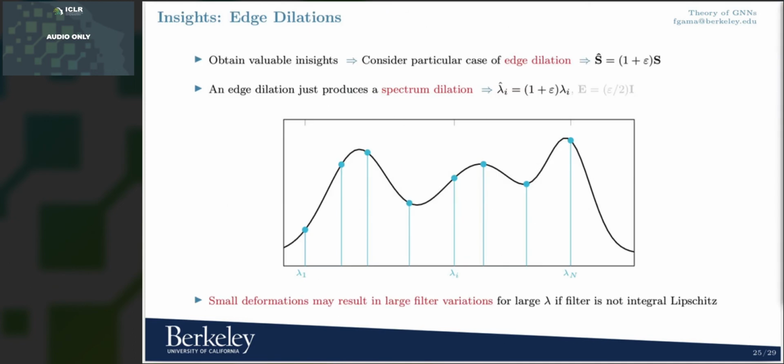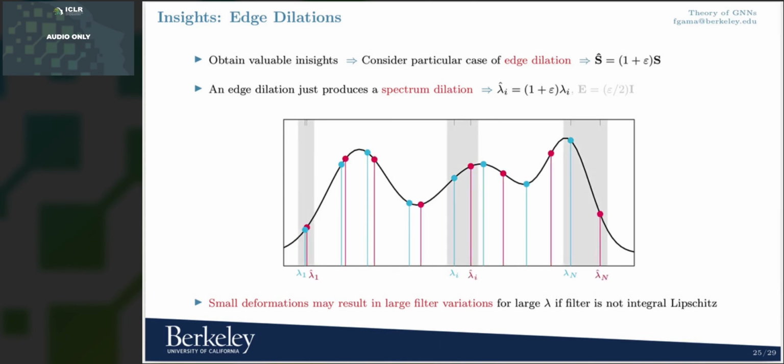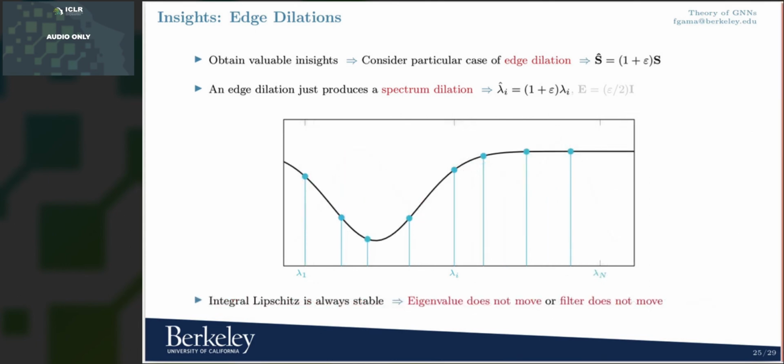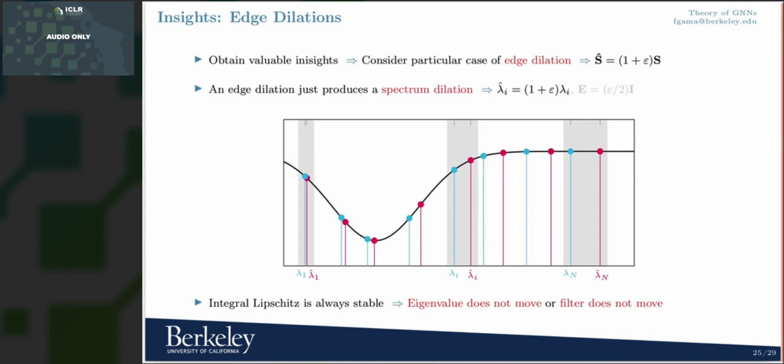While the GNN stability theorem holds for any relative error matrix E, the particular case of edge dilations provides valuable insights. In edge dilations, we multiply edges by 1 plus epsilon for a small epsilon close to 0. An edge dilation just produces a spectrum dilation, an increase of epsilon in the eigenvalues. As we see in this image, small deformations may result in large filter variations for large lambda if the filter is not integral Lipschitz. We see here that the output of the filter changes a lot for large eigenvalues when moving from the blue eigenvalues to the red eigenvalues. And if the output changes a lot due to a change in the graph, then it is certainly not stable. Integral Lipschitz filters are always stable, and this is because either the eigenvalue doesn't move or the filter doesn't move.